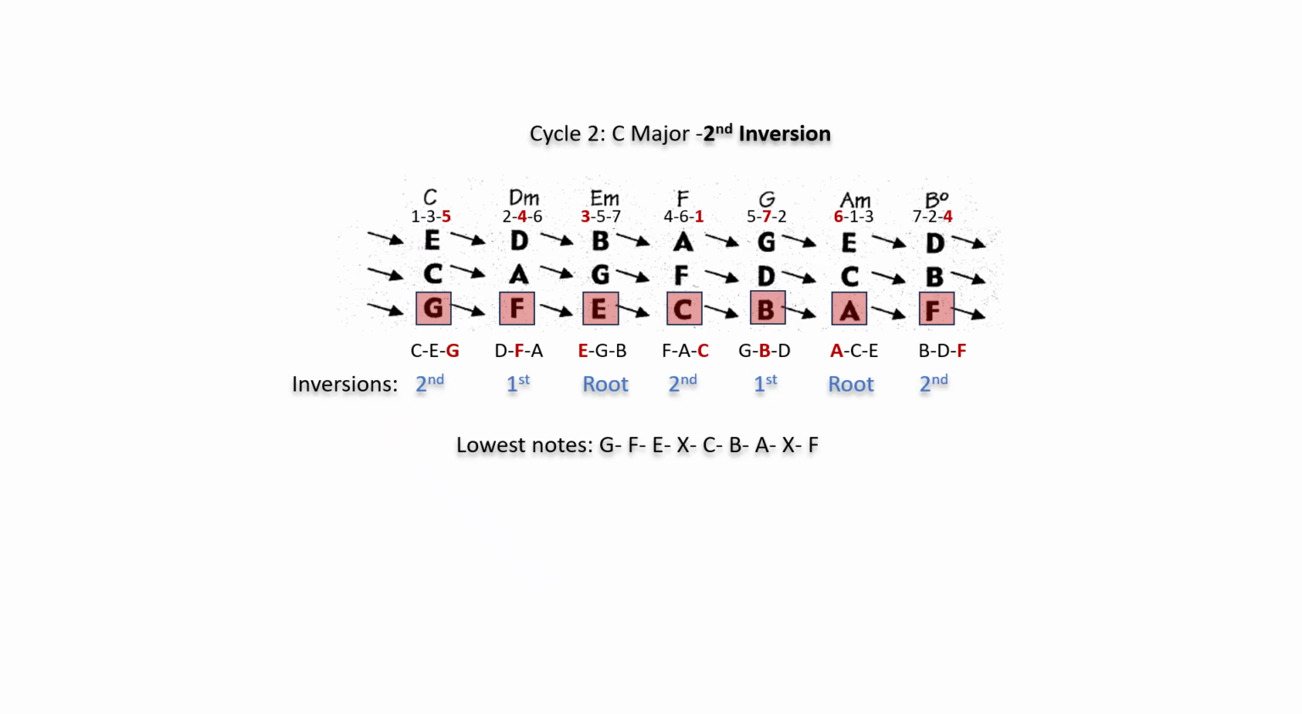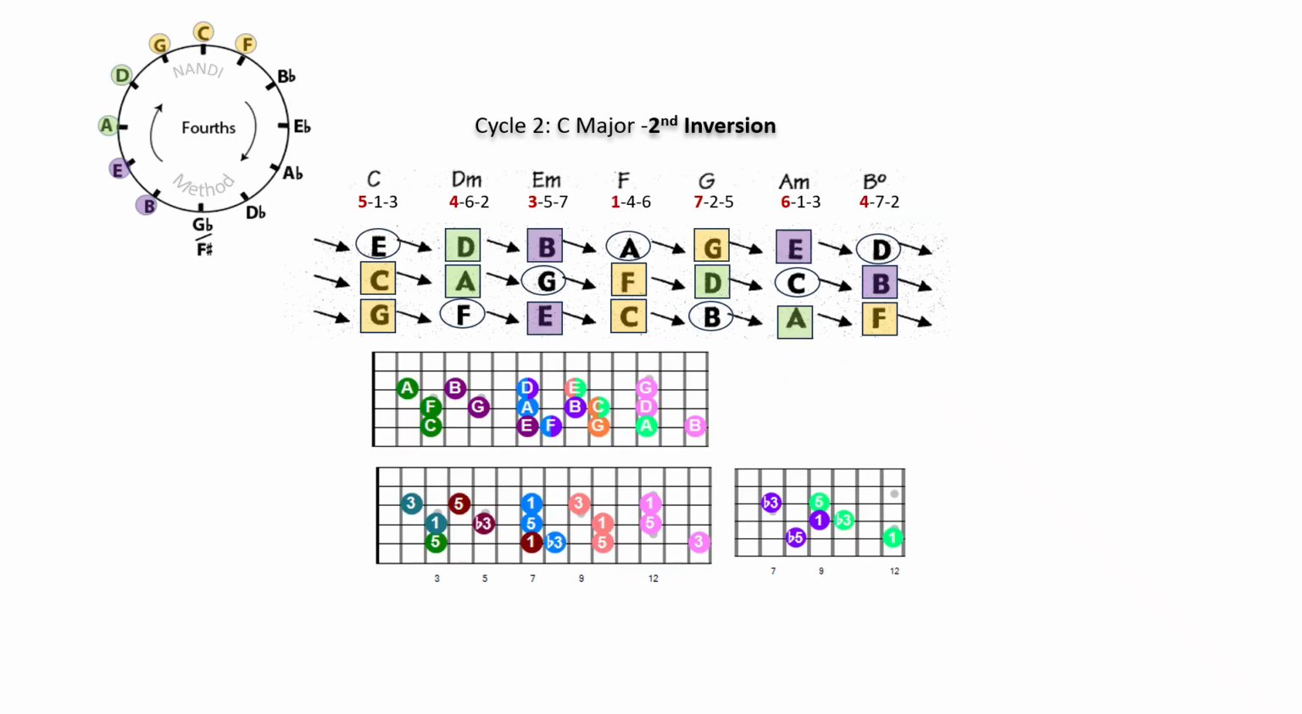When C major is in second inversion, the lowest notes begin on G and continue descending, skipping D and G. C major in second inversion starts the progression. Following our shortcut, begin with fourths, G C, then A D, B E, C F, D G, E A, and F B. Notice the repeating pattern.